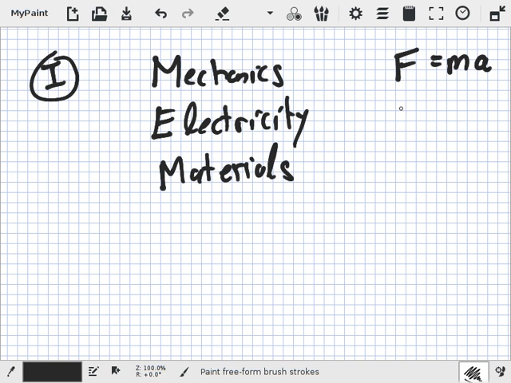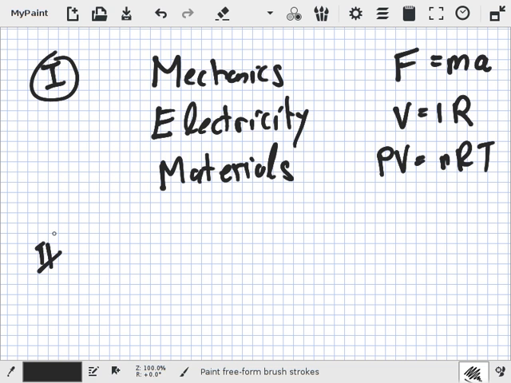So electricity, like V equals IR, current and all that. Materials, a little bit of chemistry in it. It'd be stuff like PV equals nRT, if you've seen that formula before. So anyways, that's semester 1.